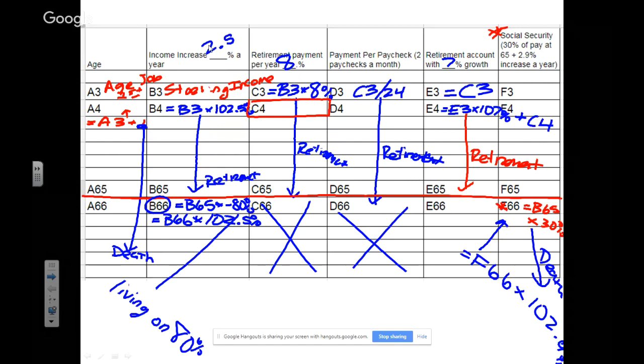Let's see, we got Matt's absent. Brandon, Walker. Four, five, six, seven.